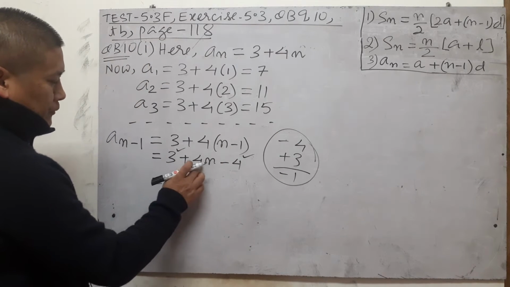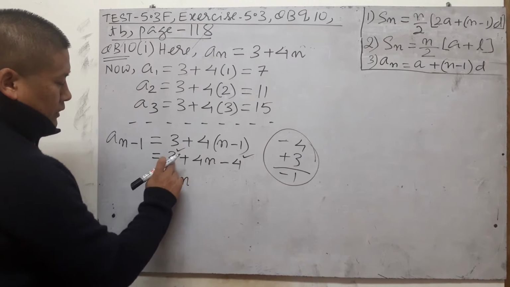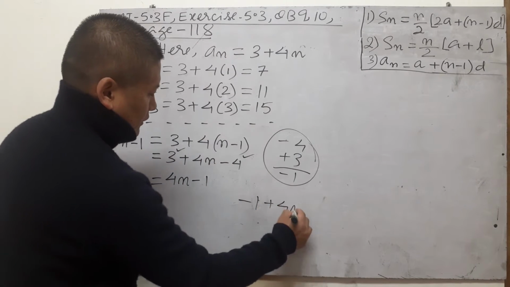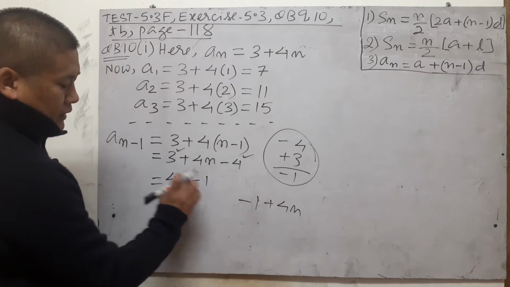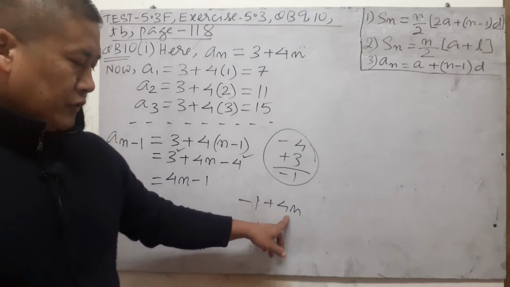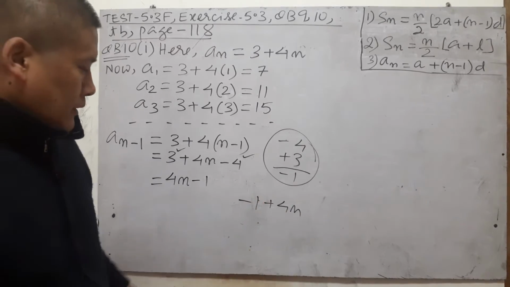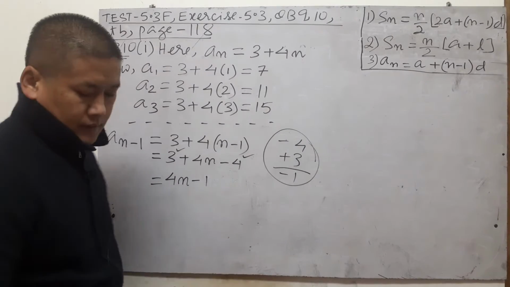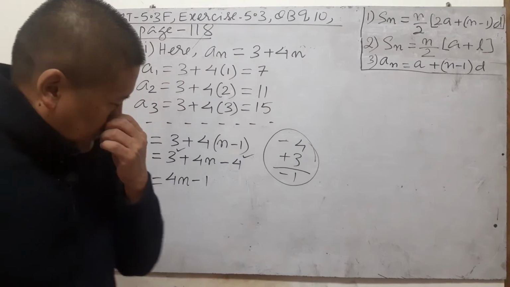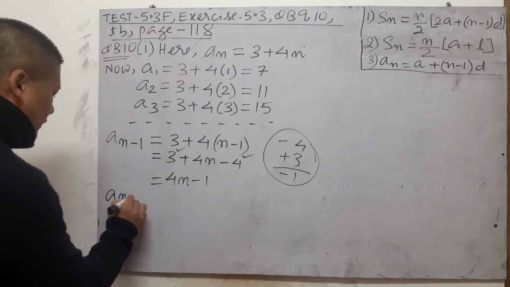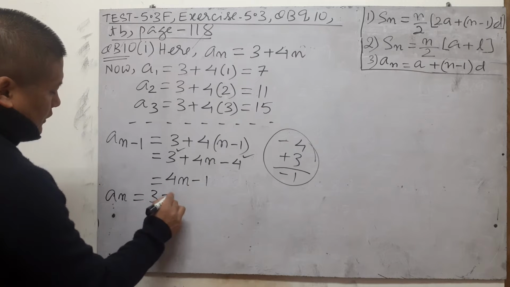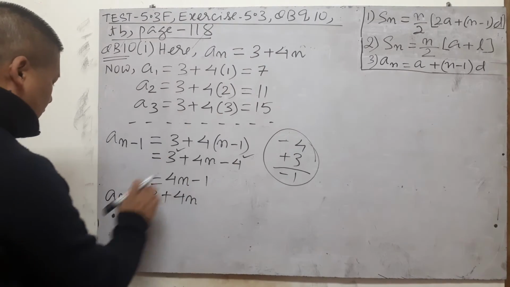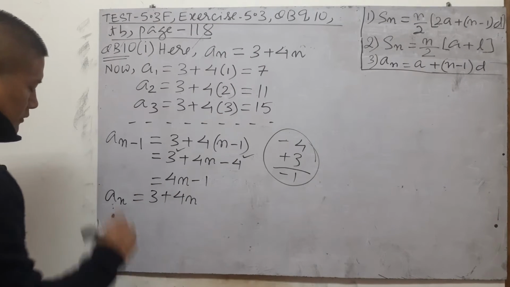So we're going to get here 4n and plus 3 minus 4 is minus 1. Minus 1 plus 4n. I'm writing this one first and this one second. Whether you write minus 1 plus 4n or 4n minus 1, is the same. I like to write the expression which is plus first, so I'm just writing like that. Okay, so and then likewise we're going to get here for an. So an we are already given 3 plus 4n, as you can see here.